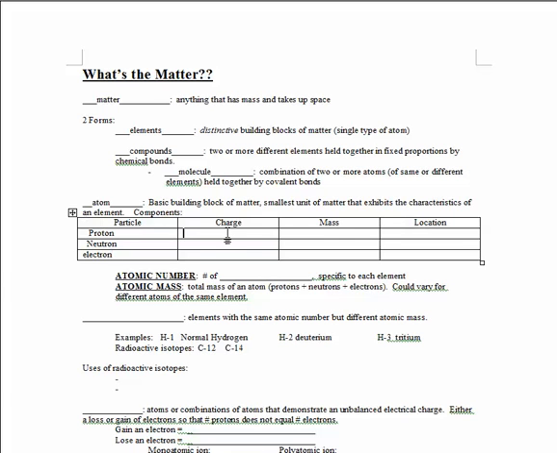Now, the charge of a proton, I think most of us know, is positive. The charge of an electron is negative, while the charge of a neutron is no charge. It's neutral.